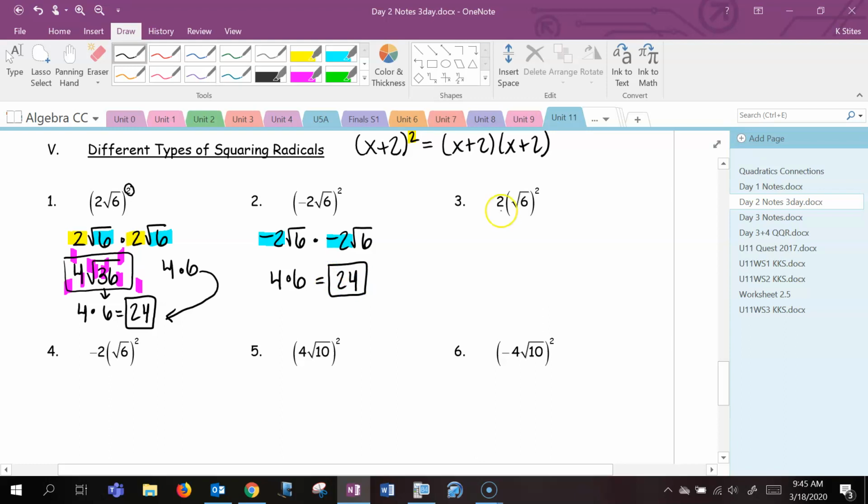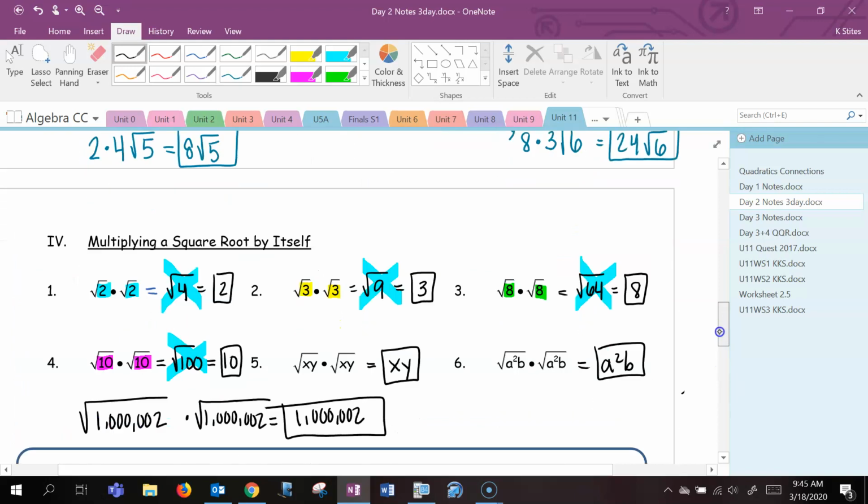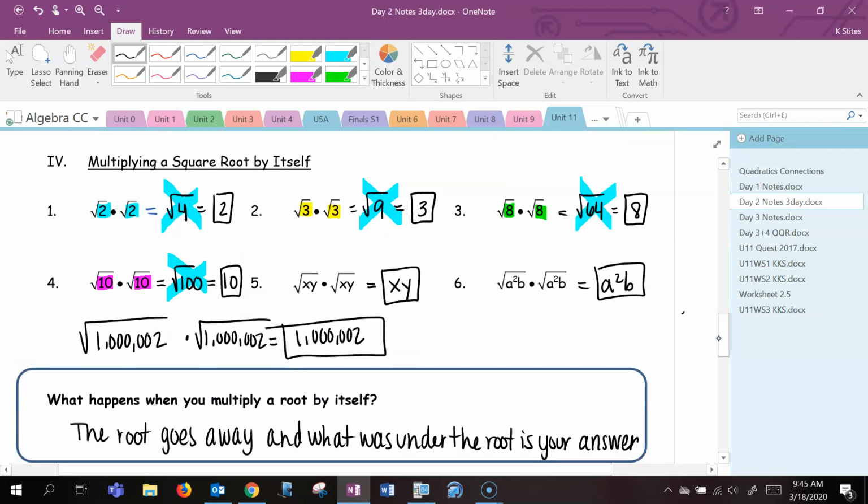Okay. Now this one is different. You'll see the squared is only with the root 6. So what that means is you're only putting the 2 once, and then you have root 6 times root 6. Okay, so see how there aren't 2 2's? There's only 1 2. So bring down your 2 times root 6 times root 6 is just 6. 2 times 6 is 12. And again, the reason I know that is because of what we learned up here. The root goes away, and what was under the root is your answer. That's when you multiply a root by itself.